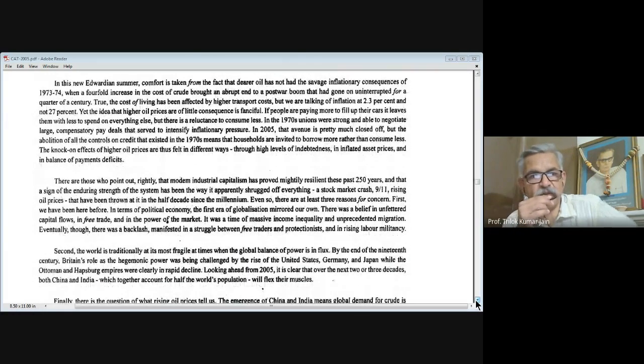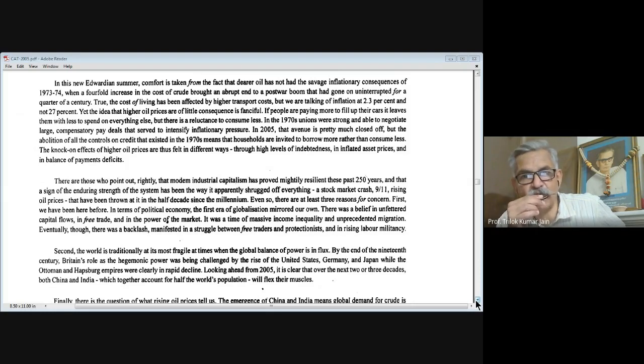In this new Edwardian summer, comfort is taken from the fact that the dearer oil has not had the savage inflationary consequences of 1973-74, when a fourfold increase in the cost of crude brought an abrupt end to a post-war boom that had gone uninterrupted for a quarter of a century. True, the cost of living has been affected by higher transport costs, but we are talking of inflation at 2.3% and not 27%. Yet the idea that higher oil prices are of little consequence is fanciful.